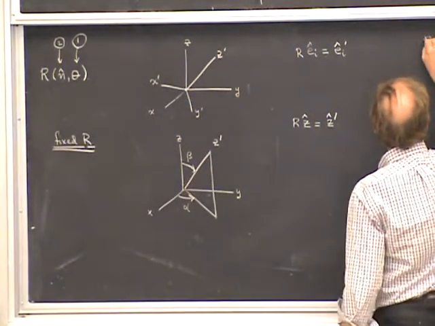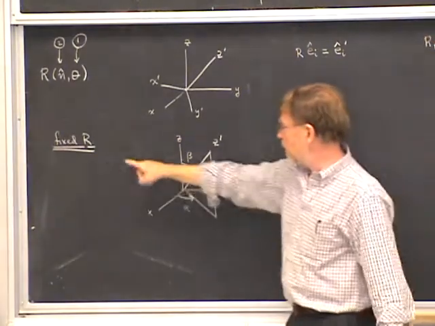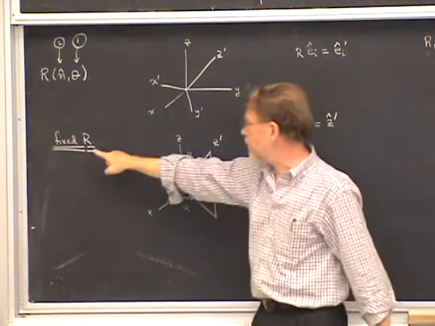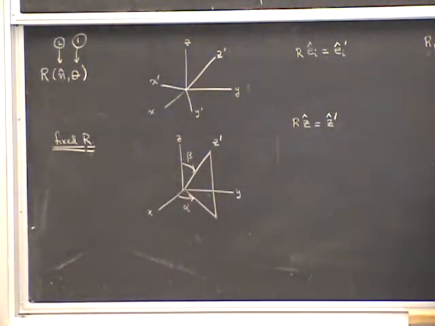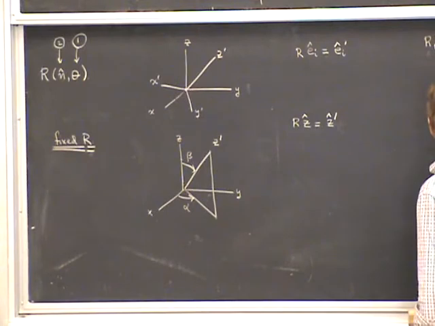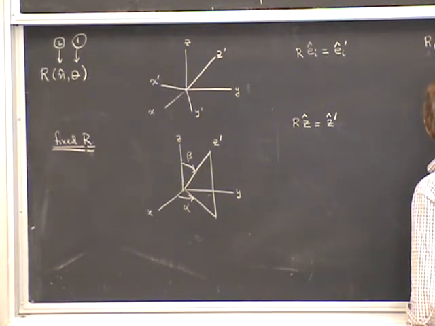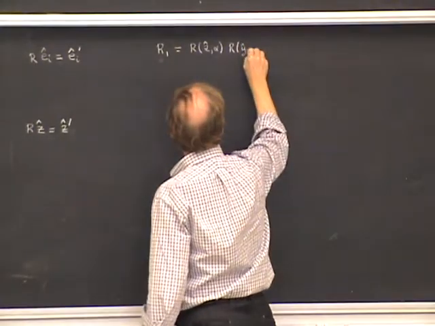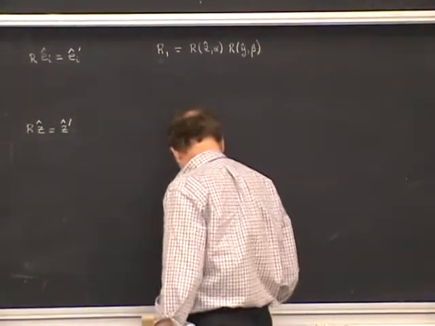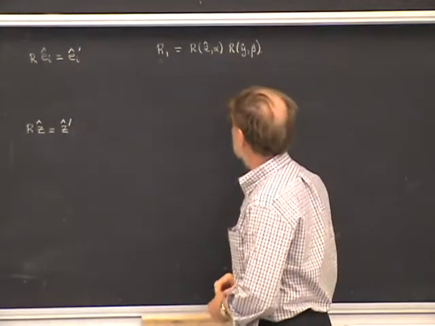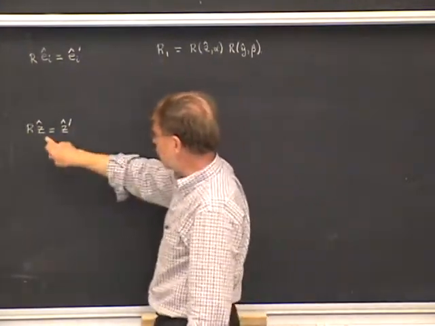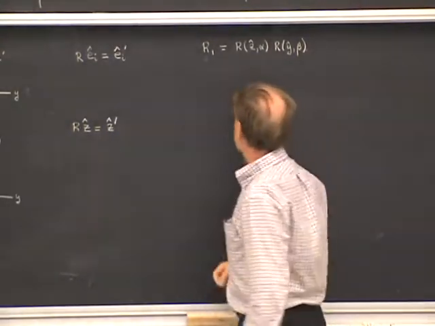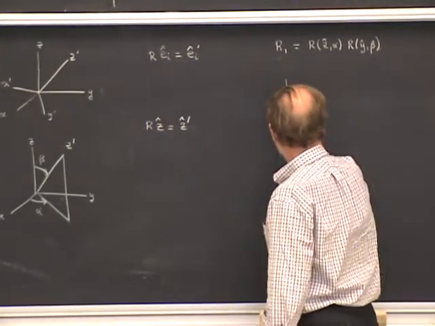Now, allow me to define another rotation which is not the same as our fixed one we started with. I'll call it R1, with a subscript one just to distinguish it from the old one. So R1 is defined this way. It's equal to R of z hat comma alpha times R of y hat comma beta. The reason this is interesting is because it turns out that R1 also maps the old z-axis into the new z-prime axis. And to see that, all we have to do is just draw pictures.